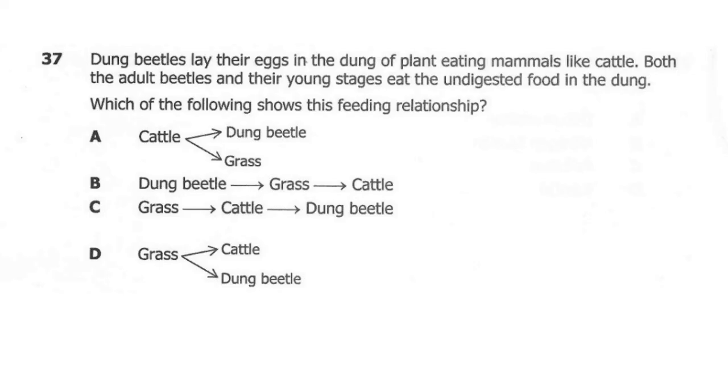A. Cattle fed on the dung beetles and grass. Sorry for the AOR syndrome. B. Dung beetles eaten by grass, then eaten by cattle. C. Grass eaten by cattle, cattle eaten by dung beetles. D. Grass eaten by both the cattle and the dung beetle. What's the correct answer? Is it A, B, C, or D?